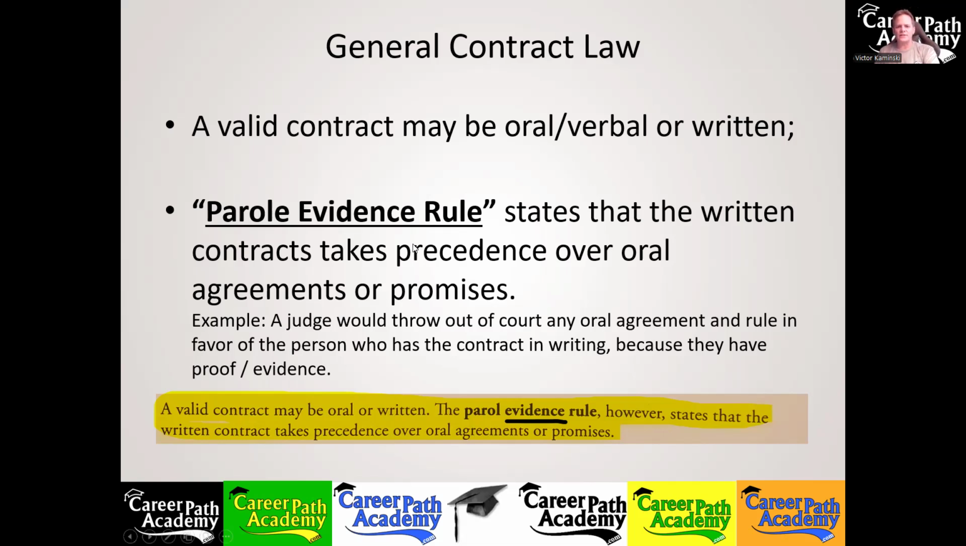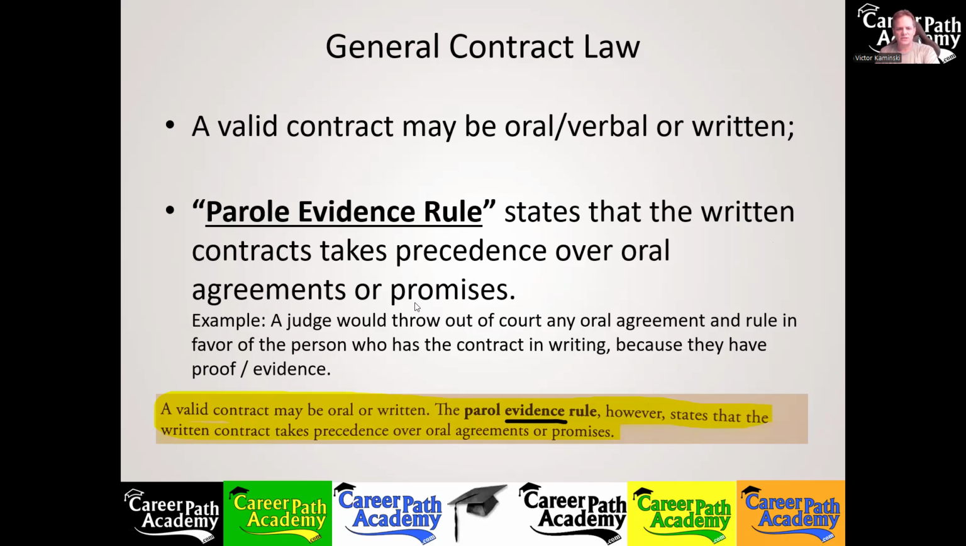Now, the parole evidence rule states that when you have somebody who has a contract in writing and another one has a verbal contract, the courts will dismiss the one that has the verbal agreement in favor of the one who has evidence. They have it in writing. That's what the parole evidence rule is. They will throw out any oral agreements and rule in favor of the person who has the contract in writing because they have proof, they have evidence. That's what the parole evidence rule is about.